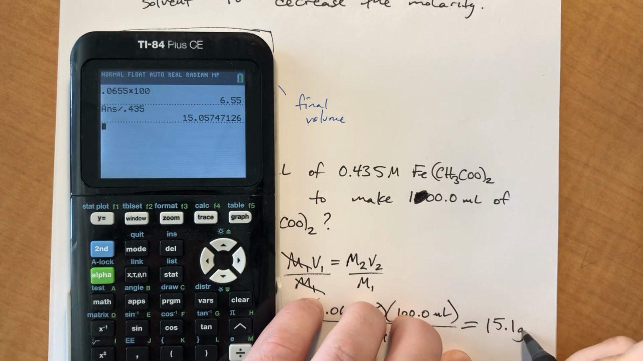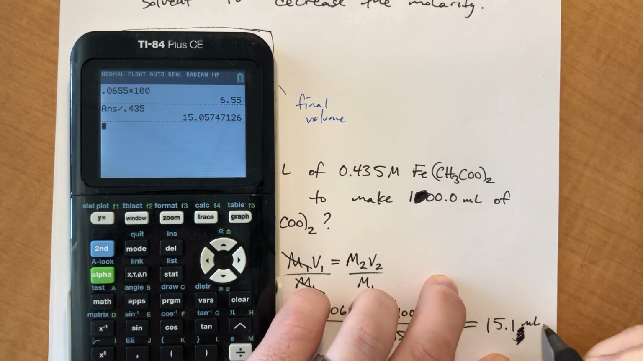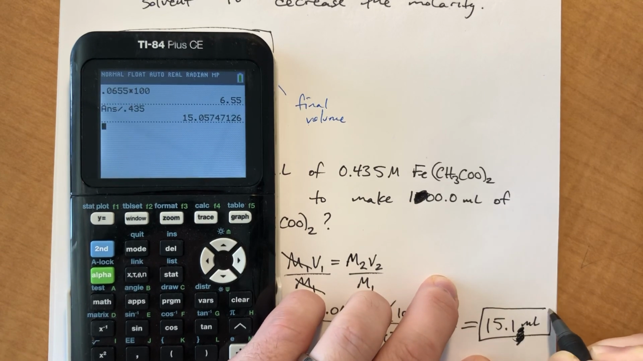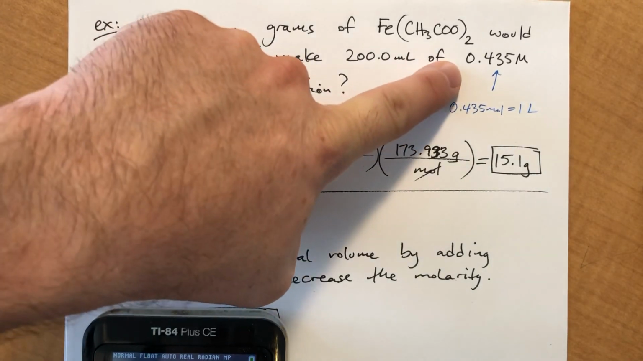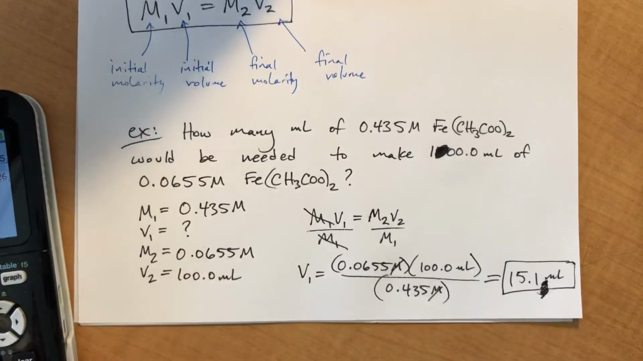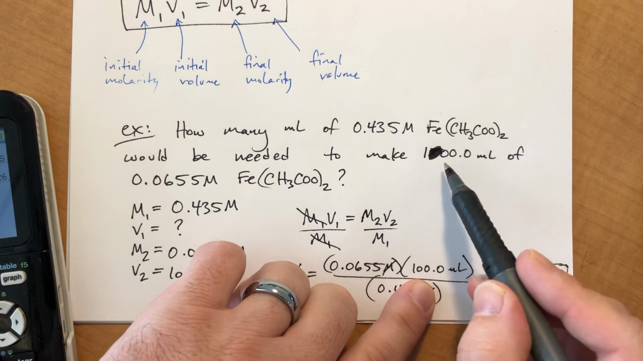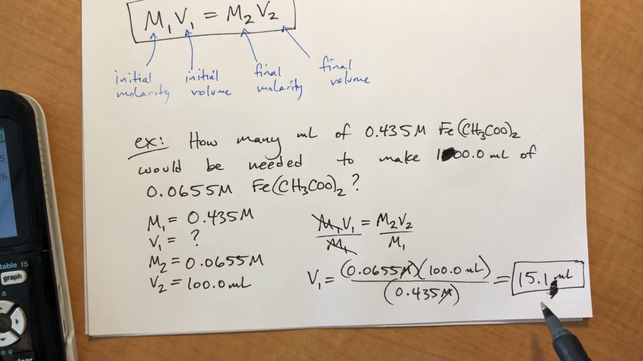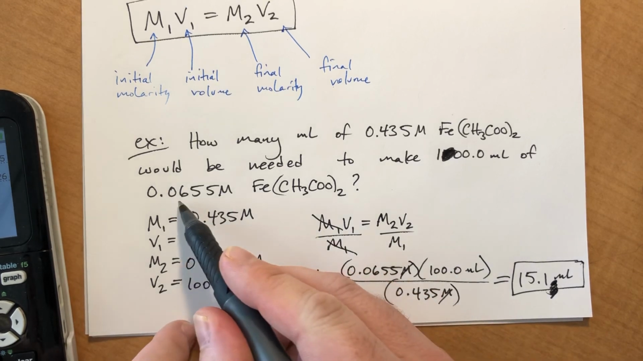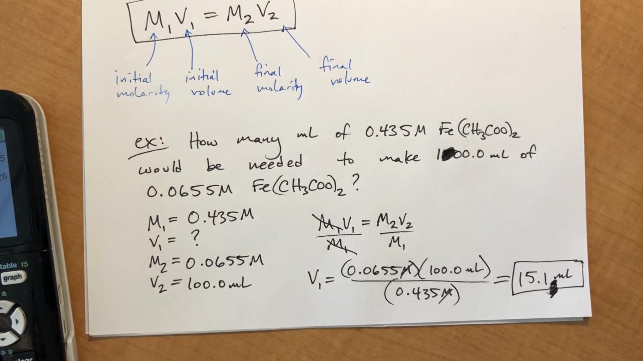It's weird when that happens. Sorry, 15.1 milliliters. So what you would do is you would take 15.1 milliliters of this stock solution up here, which has a concentration of 0.435. You would put it into a volumetric flask, and then you would fill it up to 100 with whatever the solvent is, probably water, and then your final concentration would be 0.0655. Okay, thank you.